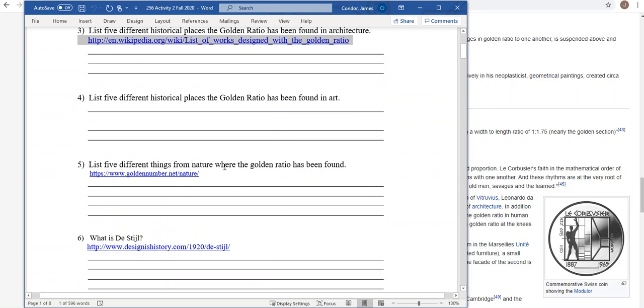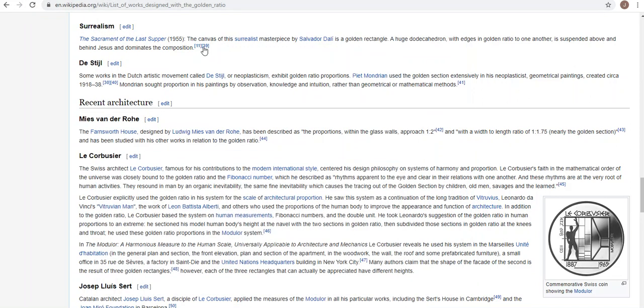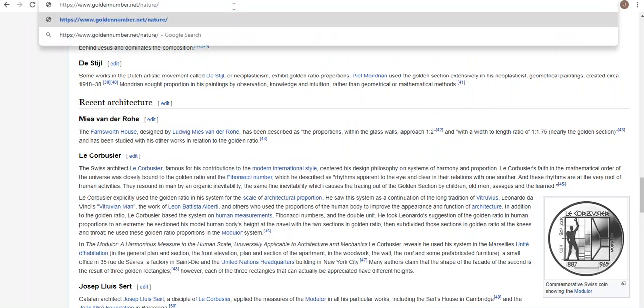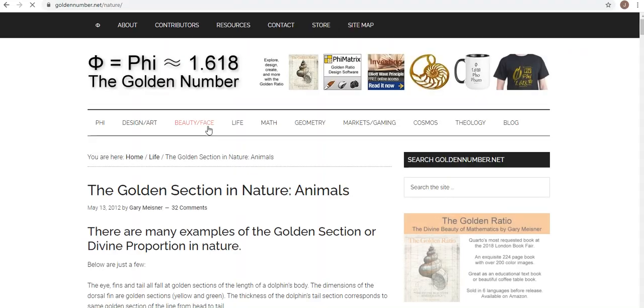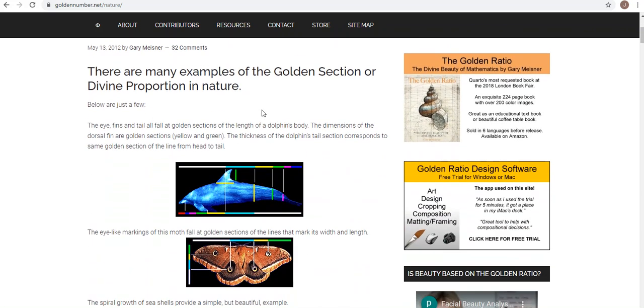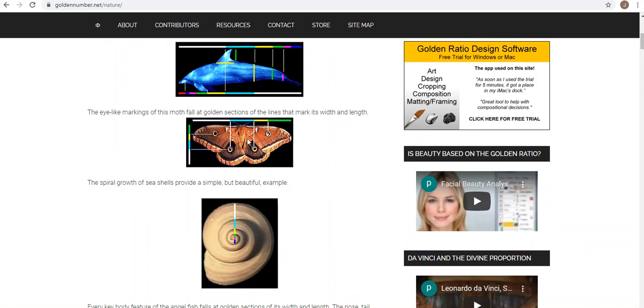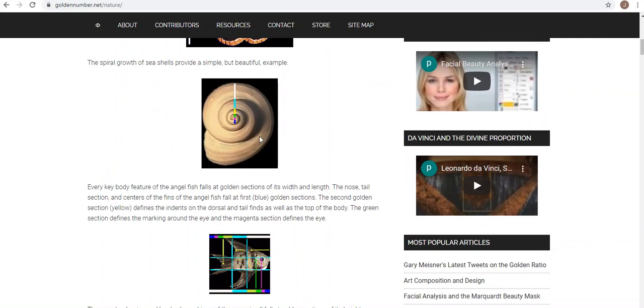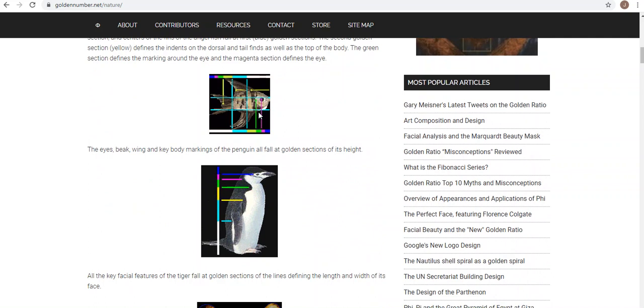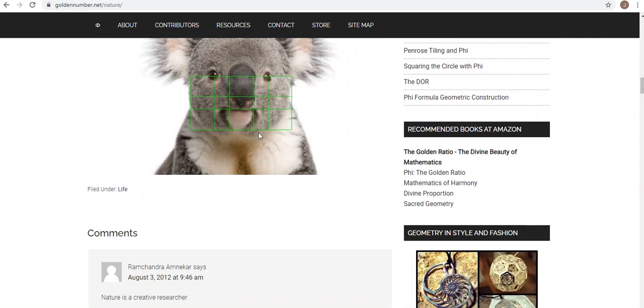Here's 5 different things from nature where the golden ratio has been found. And a lot of people talk about this. There's some examples here again. It says many examples of the golden section or divine proportion in nature. And then they say these lengths here of the dolphin and then the markings on the butterfly, the spiral of the shell, and so on. So you have fish and penguins and all this. So a lot of the talk is there.